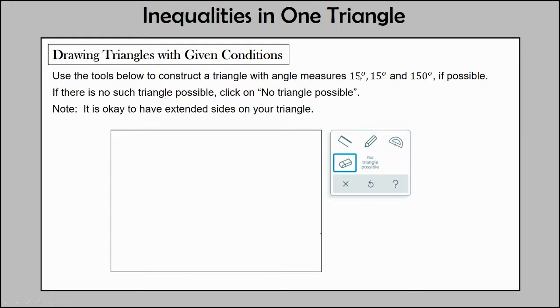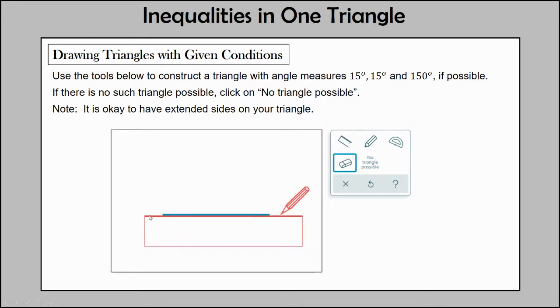Okay, first of all, can you have a 15, 15, 150 triangle? Well, sure. The three angles have to add up to 180. They have to add up right up to 180, and these do. So this is possible.